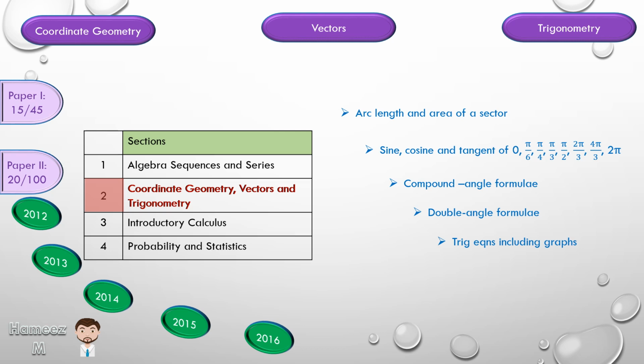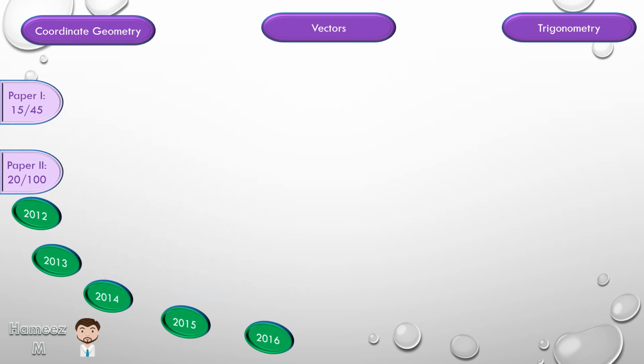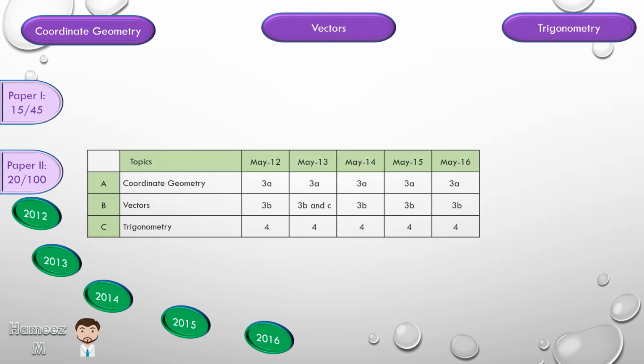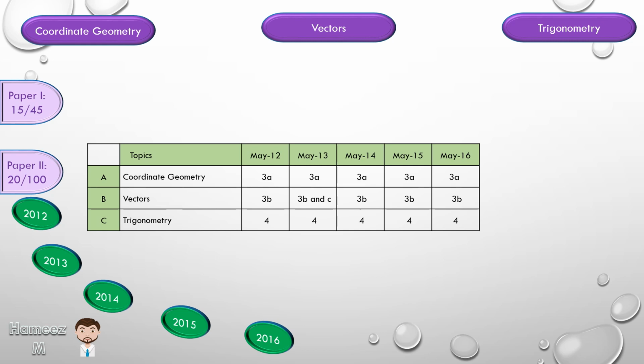And if you look at an overview of how this section was tested, we can see that coordinate geometry and vectors combined for number 3 in all 5 years, and the trigonometry was question number 4. This should make it easier for students to subdivide and study by topic.